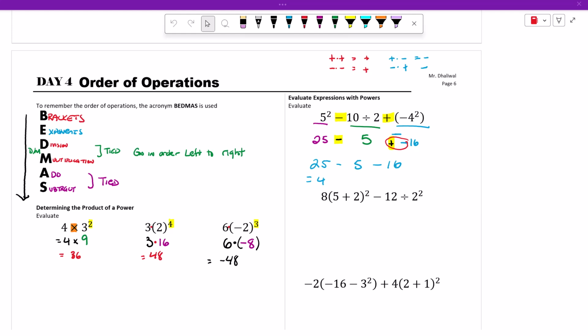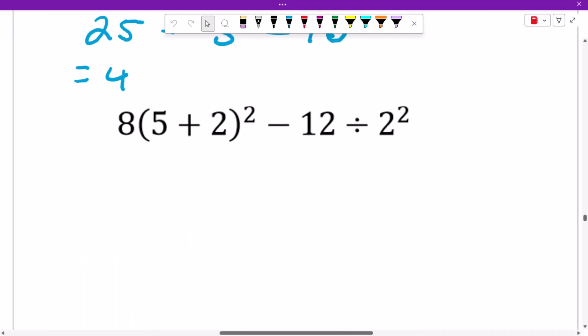We started talking about BEDMAS, right? That's just a short form name for order of operations. So you've got to be able to look at an equation and spot all the operations. When I say the word operation, I'm talking about adding, subtracting, multiplying, dividing, brackets, and exponents.